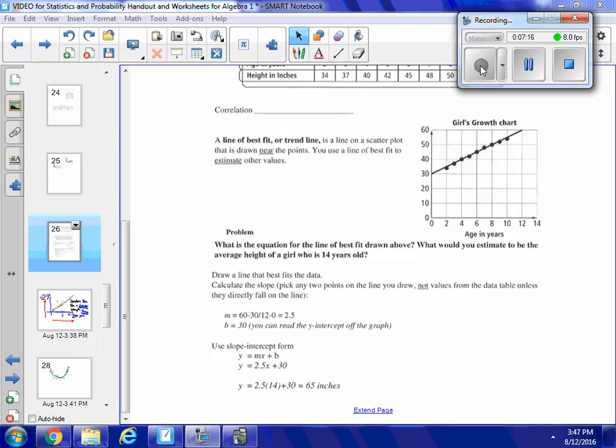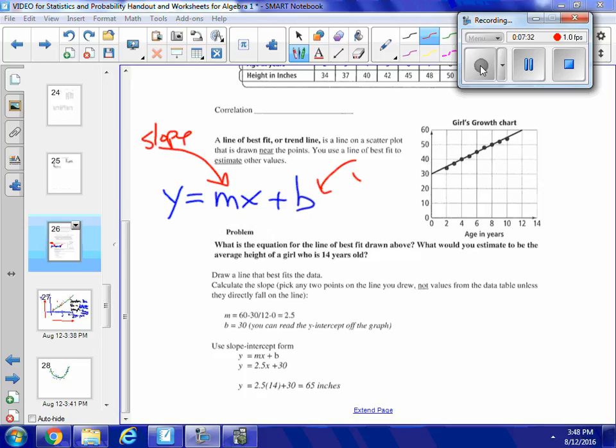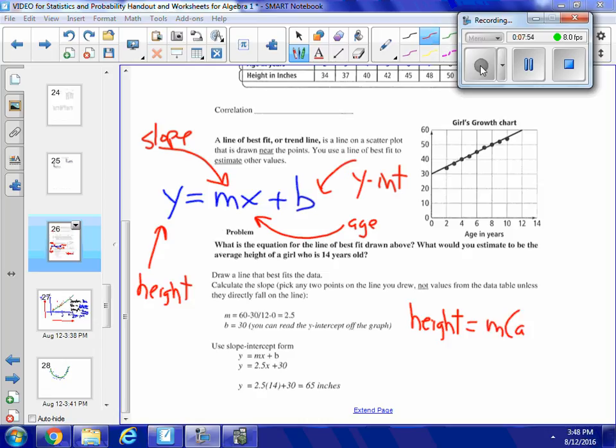Well, the equation of a line, if you remember, is y equals mx plus b. The m is the slope. The b is the y-intercept. We already know that y is our height, and x is our age. So really, this would be nice to write as height equals m times age plus some constant.